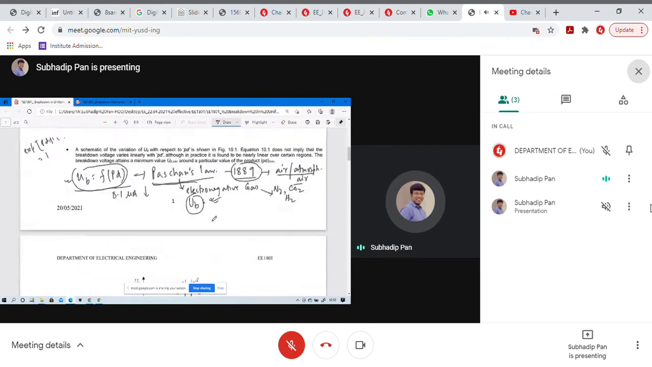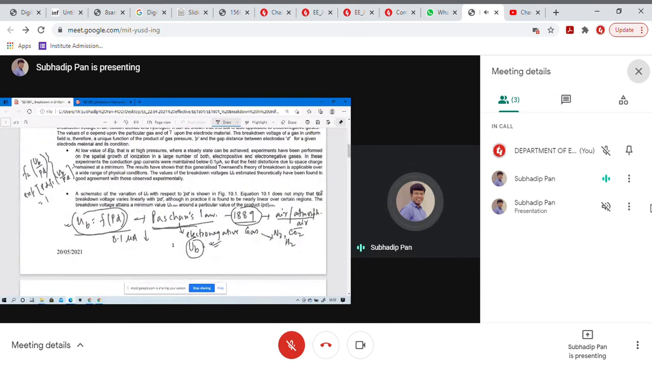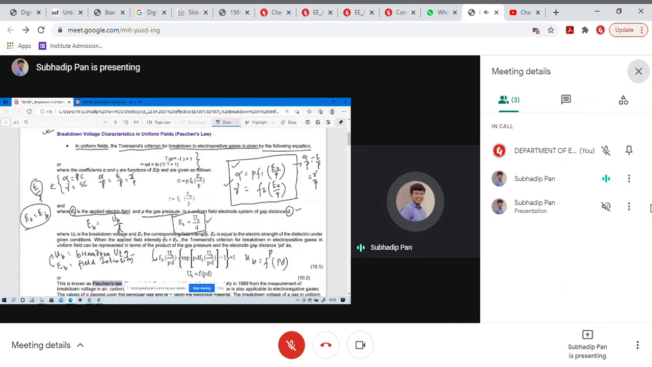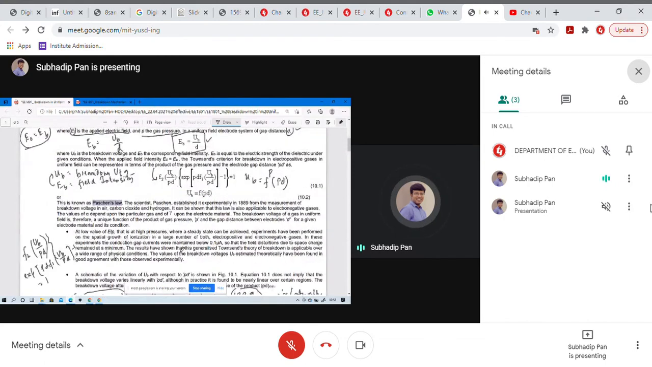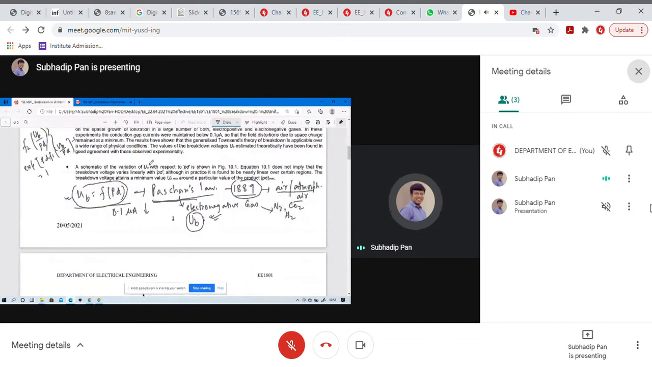This equation does not imply that the breakdown voltage varies linearly with PD. This equation cannot signify a linear variation of UB with PD, although in practice it is found to be linear over a certain region.